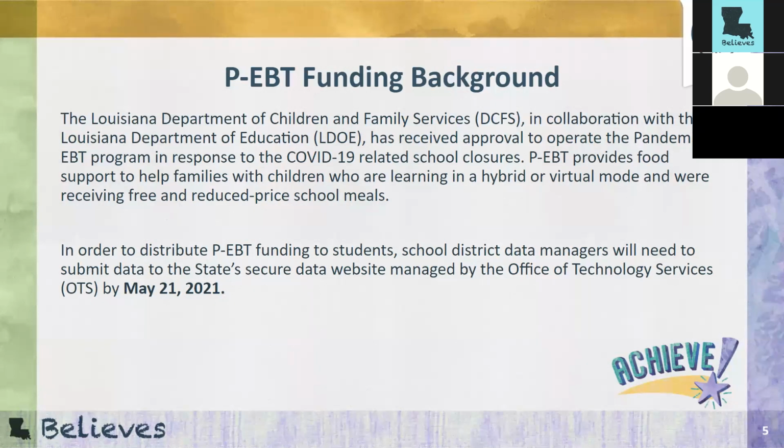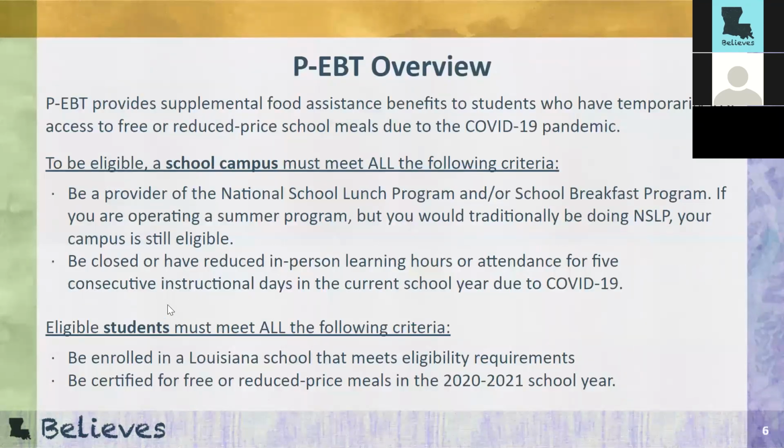And in order for us to distribute P-EBT funding to schools, school district data managers were asked to submit data to the Office of Technology Services by May 21st. Which is right around the corner. So you probably already heard from your data manager about this deadline that is creeping up just barely a week away. So an overview of P-EBT. P-EBT provides supplemental food assistance for students who have temporarily lost access to free or reduced price meals because of COVID-19. For this round of P-EBT, it's a complicated way of becoming eligible.